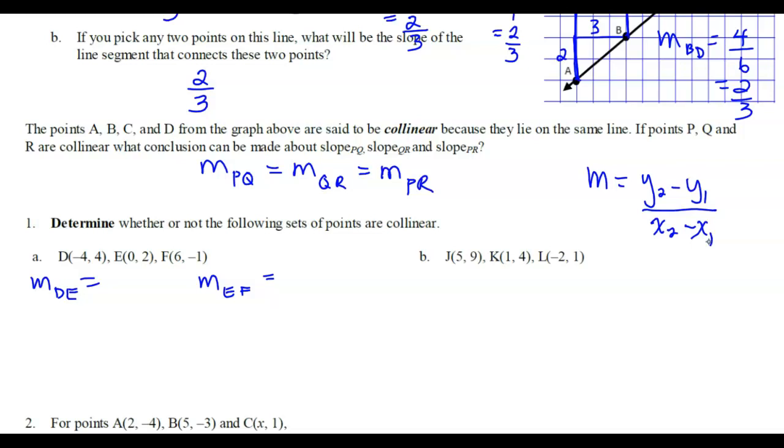All right, so your first value in each of these is your second point. So if I'm going D to E, then this is going to be my second point. This is going to be my first point. So that's going to be 2 minus 4 over 0 minus negative 4. And reduce to lowest terms. You can do DF if you want. I'm doing DE and EF. If you want to do DF, go for it. But you have to do two sets of points.